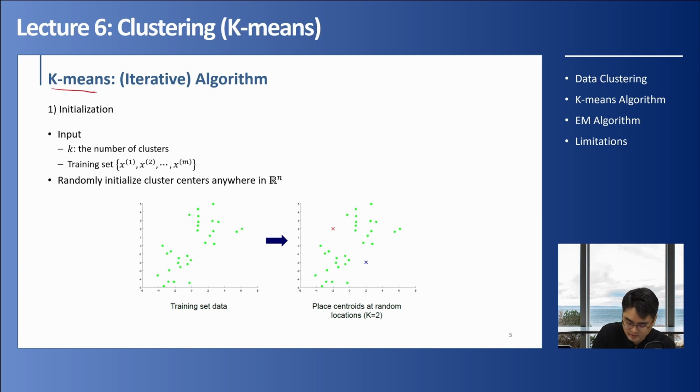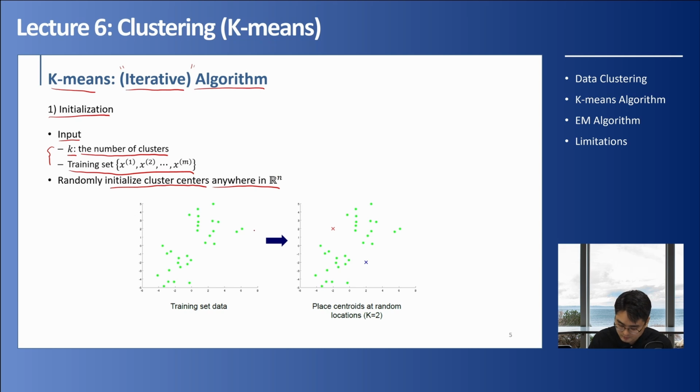K-means clustering is actually an iterative algorithm. For the first step, we need to do initialization. The input that is given to us is, of course, what we talked about: k, which is the number of clusters, and we need to decide which k to use. And of course, we have our data points, which are the features. For initialization, we need to initialize the cluster centers anywhere in our feature space, R^n.